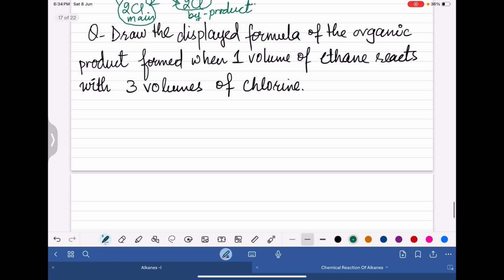Let's do another example. Question is, draw the displayed formula of the organic product formed when 1 volume of ethane reacts with 3 volumes of chlorine. For this, I will write down the balanced equation first. 1 volume of ethane, ethane is C2H6. It will react with 3 volumes of chlorine. In 3 chlorine molecules, there are total 6 chlorine atoms, out of which 3 will go in the main product and 3 chlorine atoms will go in the byproduct.